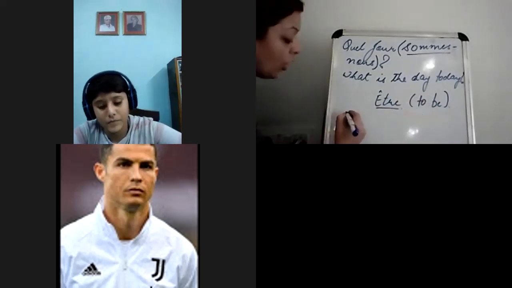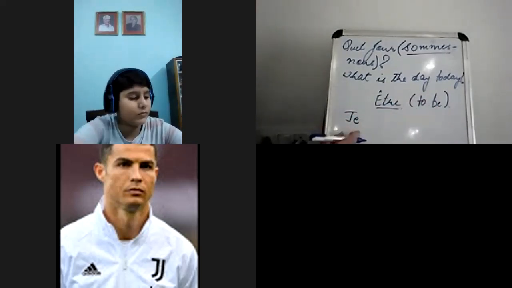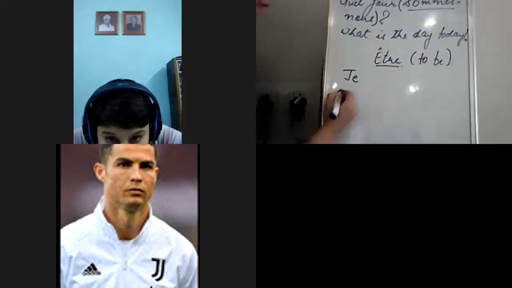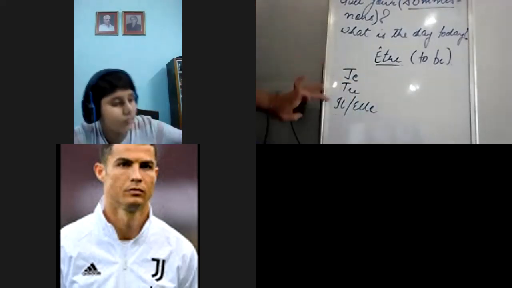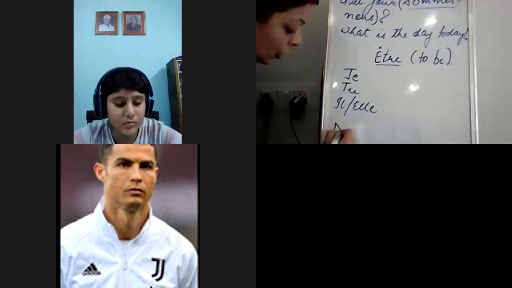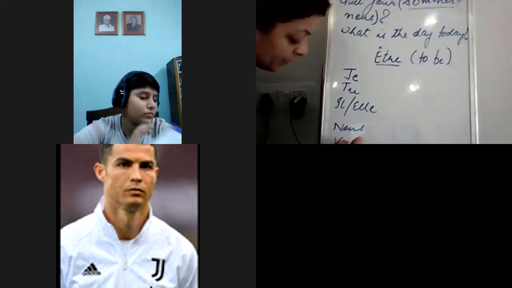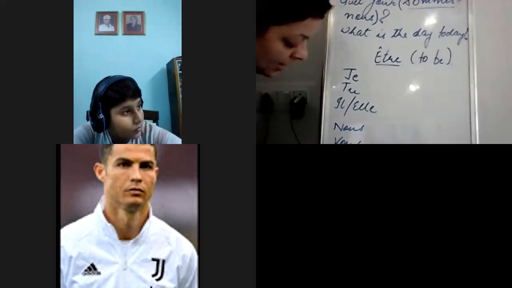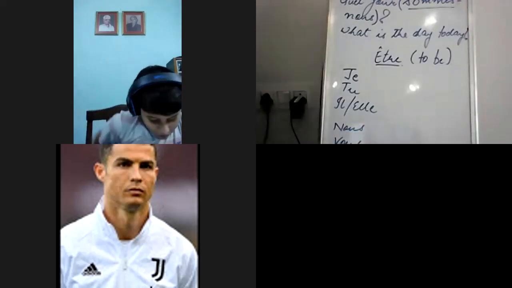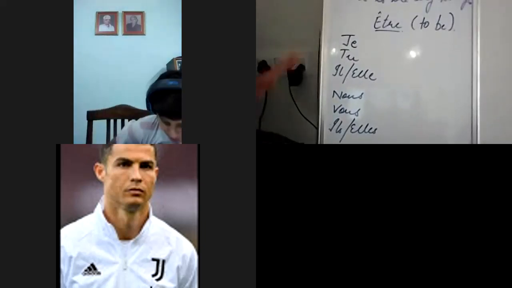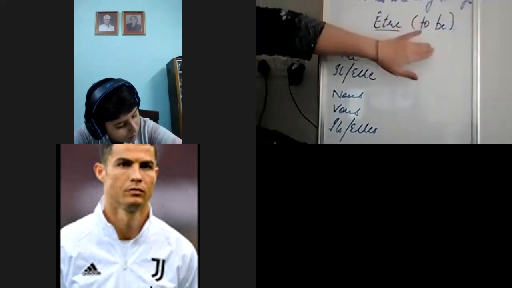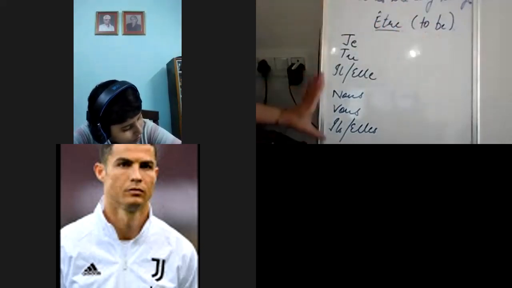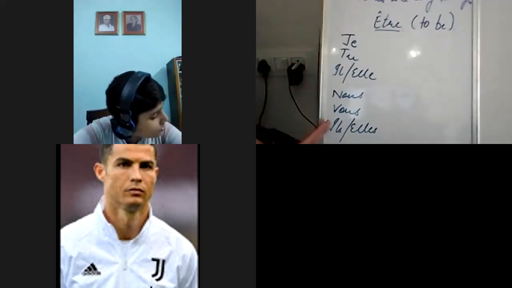Yes, ma'am. We all know the table. The table of subject pronouns goes like this: je, tu, il, elle. Then nous, vous, ils, elles, in plural form. Isn't it? It is a revision. Être verb means to be verb. How is the être verb conjugated with subject pronouns? This is the sequence in which we learn subject pronouns.